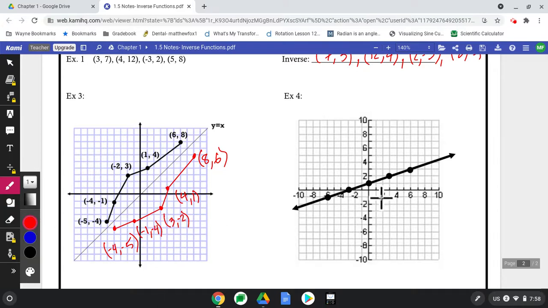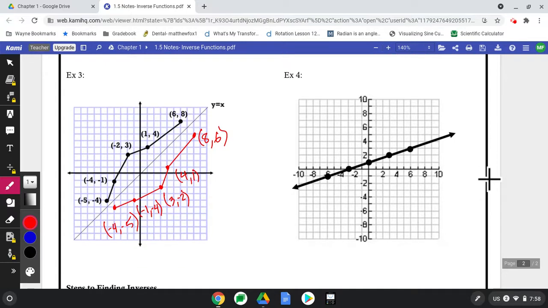Okay, so example 4, same thing. Maybe pause the video and try it. You're just going to have to figure out what these points are. So, for example, 6, 3 becomes 3, 6. Okay, this next point is 3, 2. That's going to become 2, 3. Then 0, 1 becomes 1, 0. Negative 3, 0 becomes 0, negative 3. And finally, negative 6, negative 1 becomes negative 1, negative 6. And we draw our line.